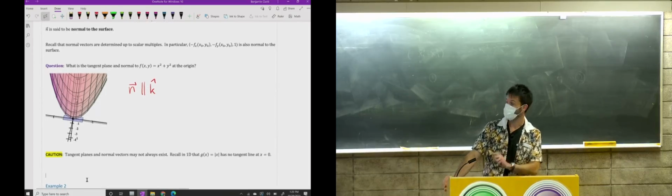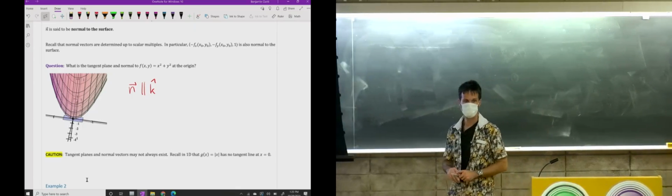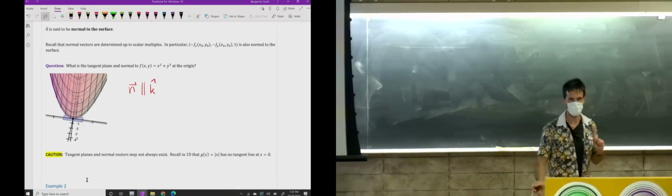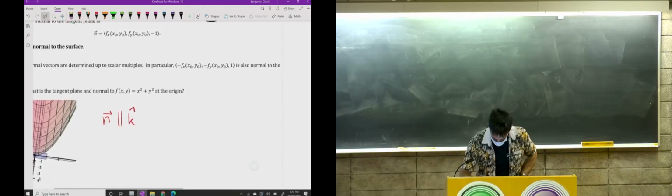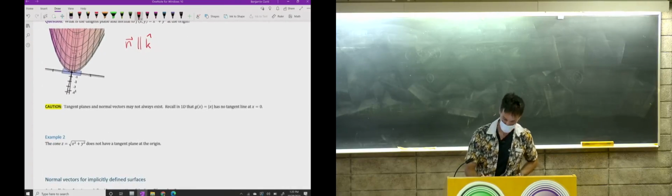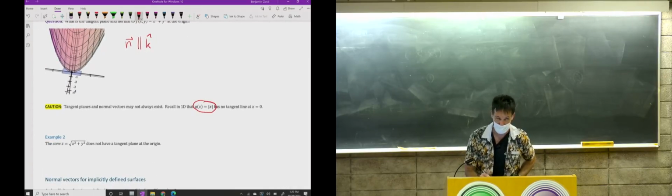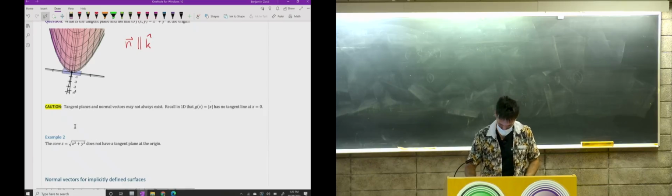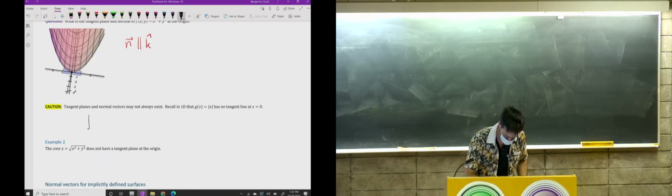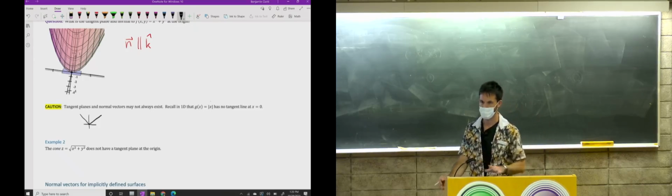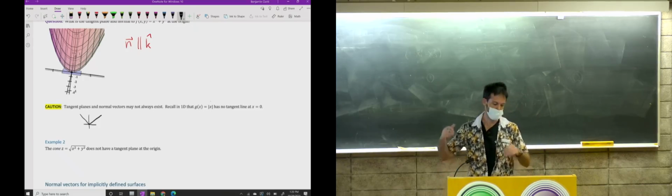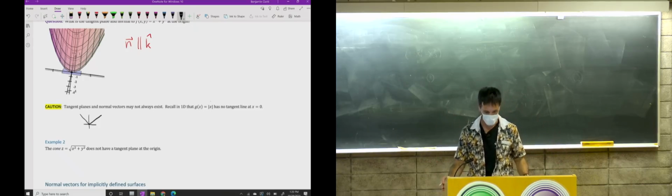Warning, tangent planes don't always exist. Same problem arose in one dimension. For example, suppose you wanted the tangent to the graph of absolute value of x at the point 0. The graph of absolute value x looks like a V. So it doesn't have a well-defined tangent line at the origin. We would say it's not differentiable at that point.